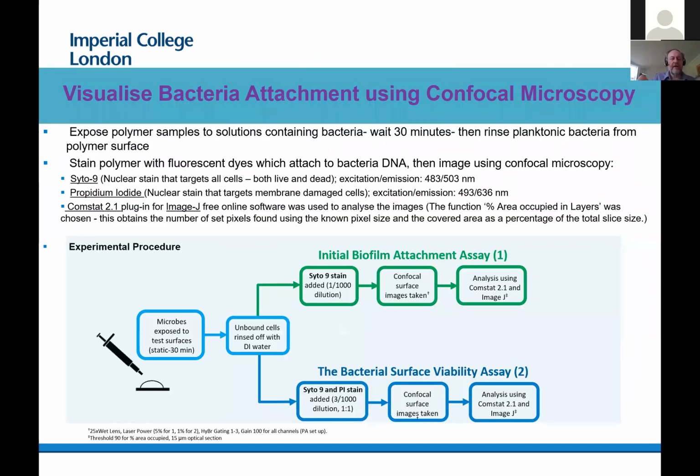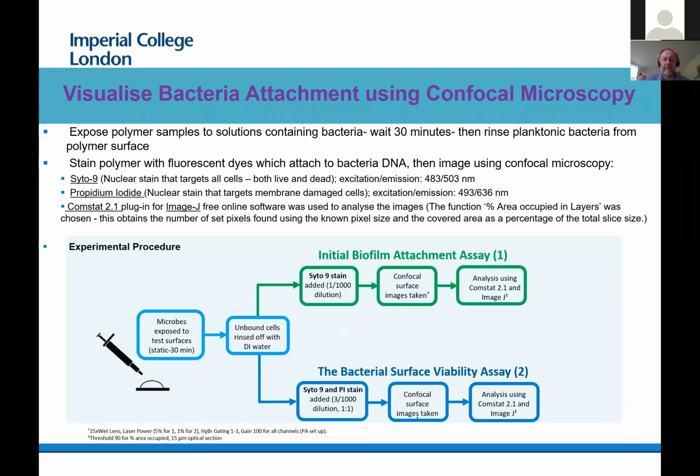So what we're going to do now is start to talk about how we characterize the process of bacterial attachment. So what we do is we're going to take the polymer samples that we prepared. These are small pieces of polymer, small coupons to be precise. We chemically treat them, and then we're going to put them into a solution that contains the bacteria. We're going to wait 30 minutes. We're going to take the coupons out.